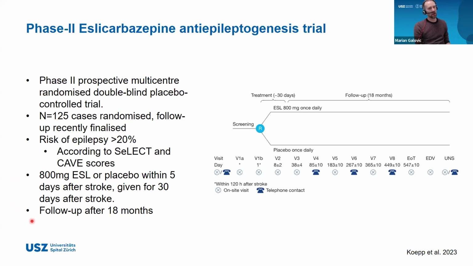And the question was, were cases who received 800 milligrams of aceclarbazepine for 30 days at a lower risk of developing epilepsy at 18 months after stroke? While the analyses are not finalized yet, the first results that are trickling in show that there may be an effect favoring aceclarbazepine. I mean, the statistics is still not finalized, but I think this is quite exciting, and we're really looking forward to what this study will finally show in the end.